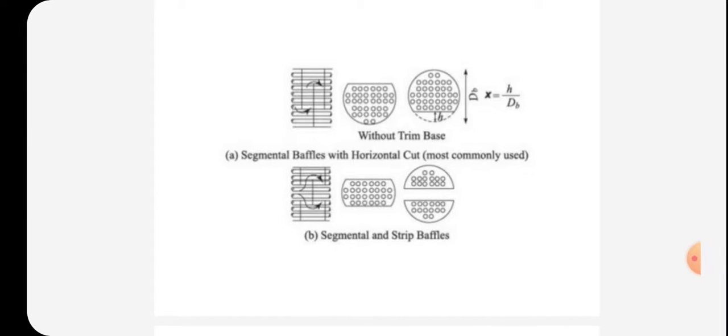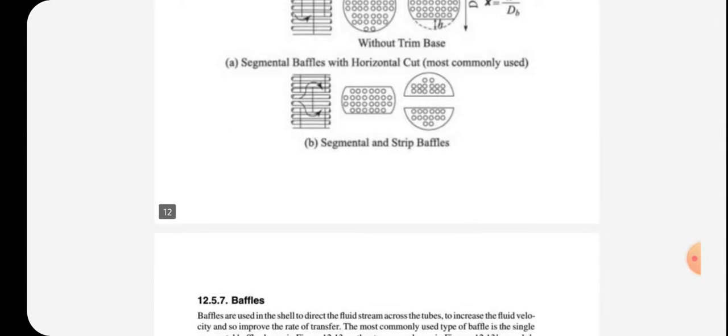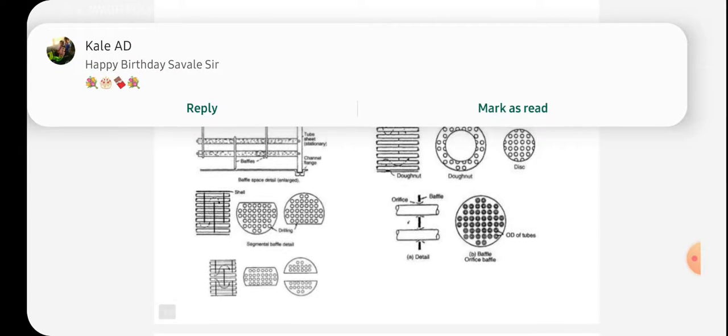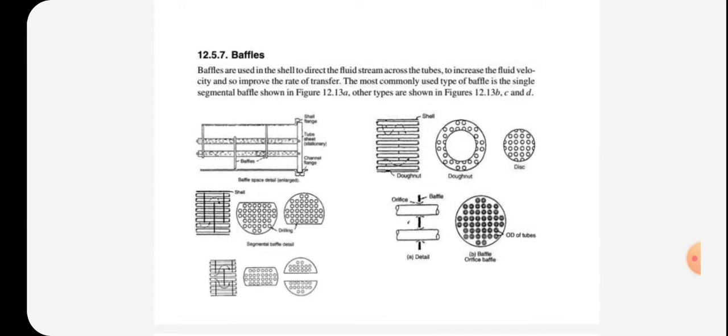These are the different arrangements for the baffles. Segmental baffles with horizontal cut are most commonly used, and segmental and strip baffles are used in the heat exchanger for the flow direction and to increase the surface area. Baffles are used in the shell to direct the fluid stream across the tubes, to increase the fluid velocity and to improve the rate of heat transfer.